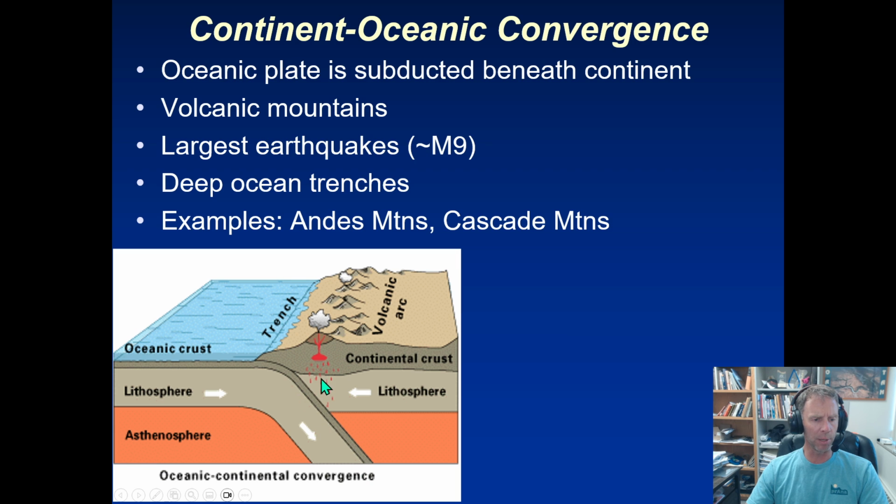We still get the magma being generated. So in this case, instead of getting a volcanic chain of islands, we'll have a volcanic mountain chain on the continent. So notice that the volcanoes are preferentially on one side of the subduction zone, on the overriding plate on that side of the plate boundary. We still have our deep ocean trench. We would still have very large earthquakes along this subduction zone. And then just a few examples here as well. The Andes Mountains, the Cascade Mountains of the Pacific Northwest are good examples of these, but there's others as well. Those are some of the more classic examples of that type of plate boundary.